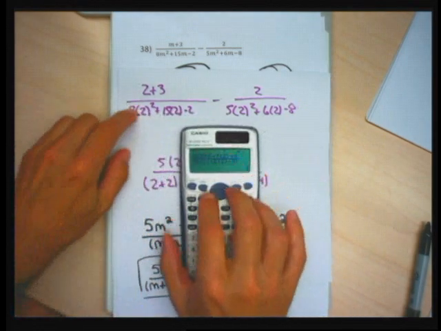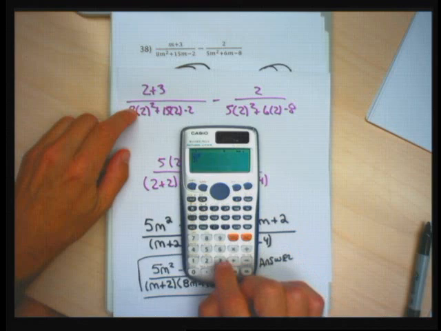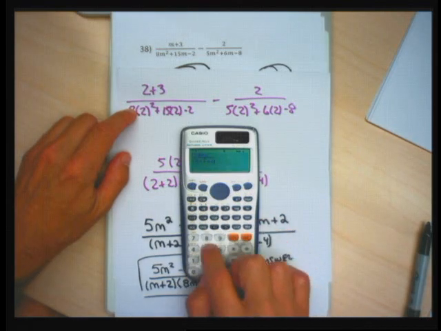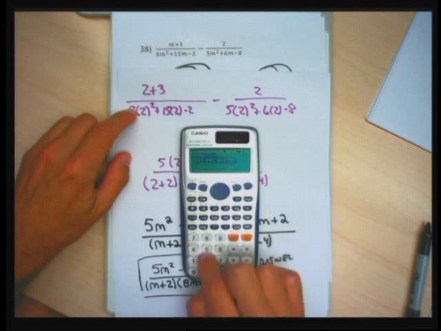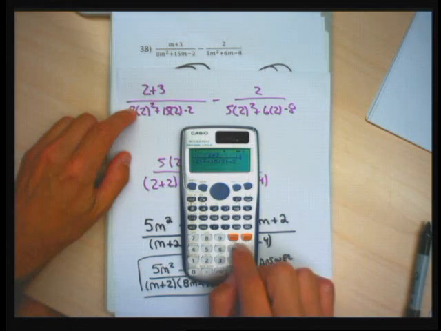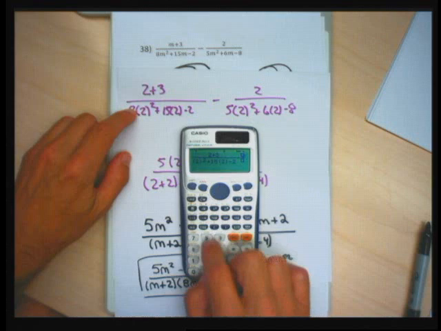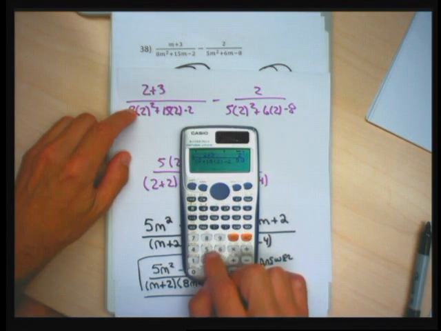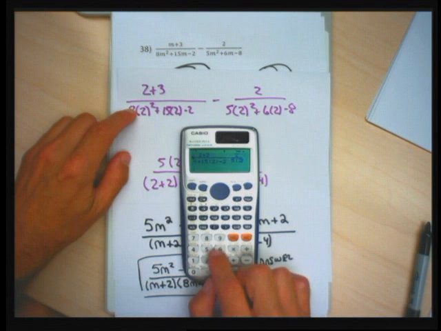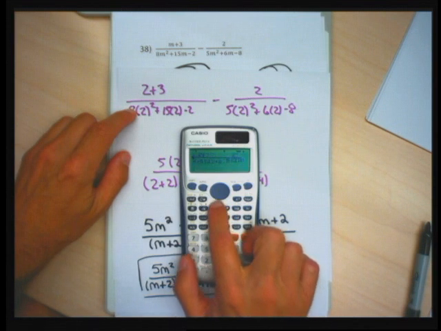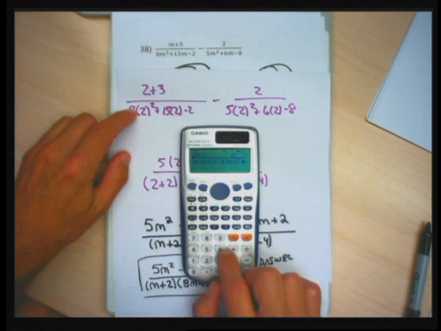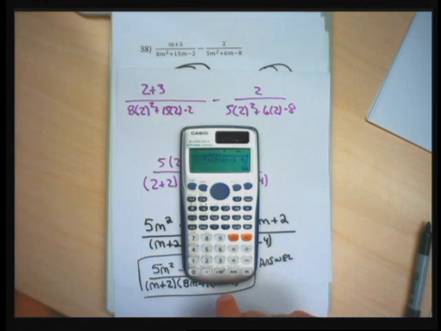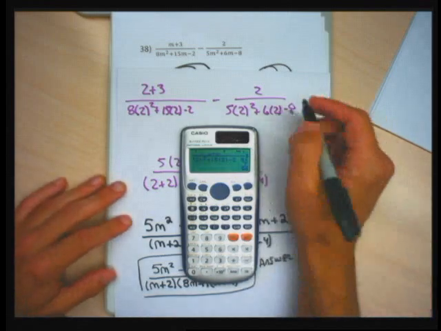So top line, fraction 2 plus 3 over 2 squared plus 15 times 2 minus 2 minus fraction 2 over 5 times 2 squared plus 6 times 2 minus 8. I get 7 over 96.